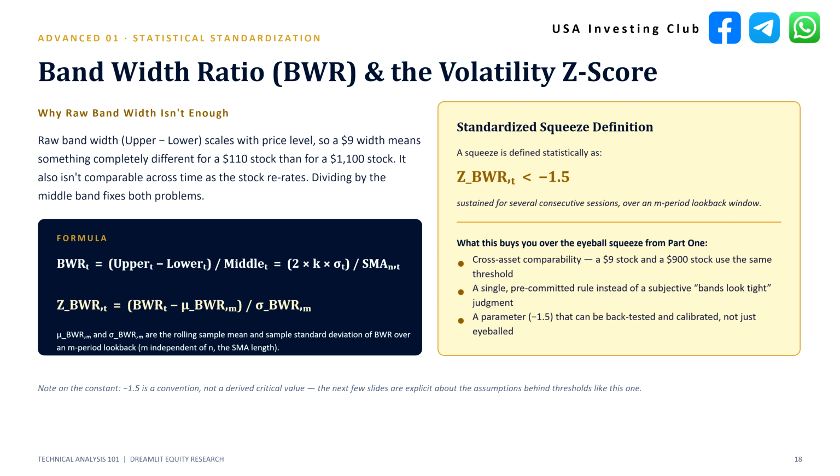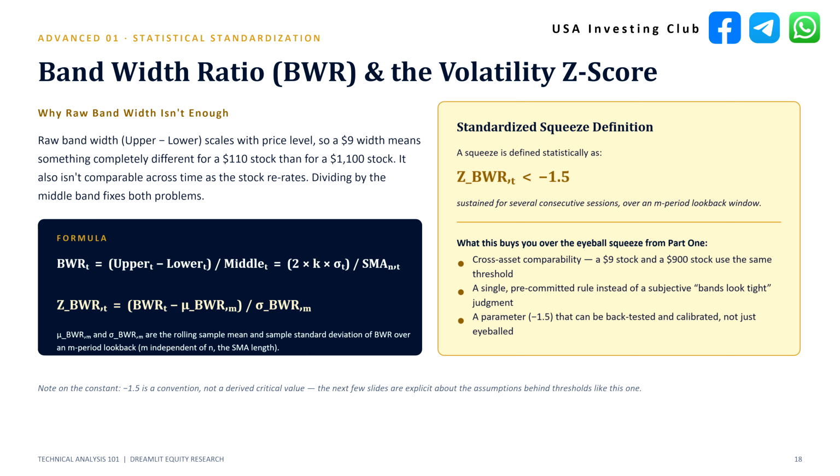The formula: bandwidth ratio at time t equals upper minus lower divided by the middle band, which simplifies to 2 times k times sigma divided by the SMA. The z-score of that ratio, z sub BWR, equals the ratio itself minus its rolling mean, divided by its rolling standard deviation, both computed over an M-period look-back, where M is independent of N, the SMA length used inside the bands themselves. The standardized squeeze definition becomes precise. A squeeze is Z sub BWR falling below negative 1.5, sustained for several consecutive sessions, over that M-period look-back window.